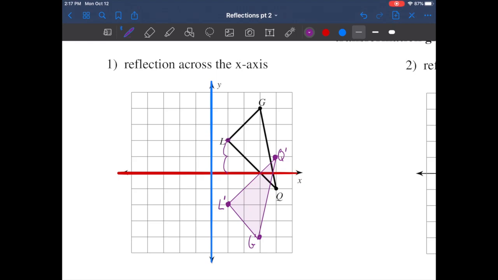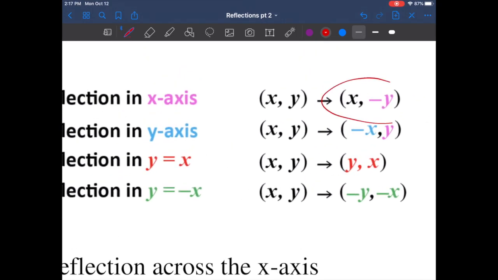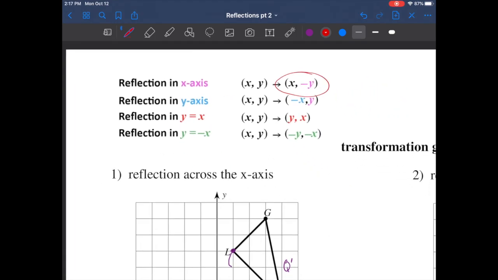All right, this is one way to do it. Another way to do it, and I will call this maybe even the correct way, is to show all of your work. Well, how do we show all of our work? We want to go across the x-axis. Which one is that? Well, here's the formula for the x-axis, x and negative y.